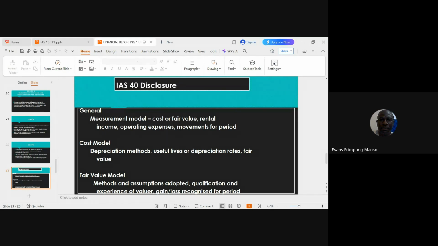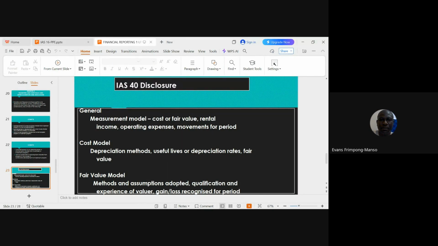And lastly, this is the last bit of it, disclosure requirement. You know, when we did IAS 16, the last part was disclosure requirement. So what information should we also disclose on IAS 40 investment property? We have general information that you need to disclose, information on the cost model, information on the fair value model.